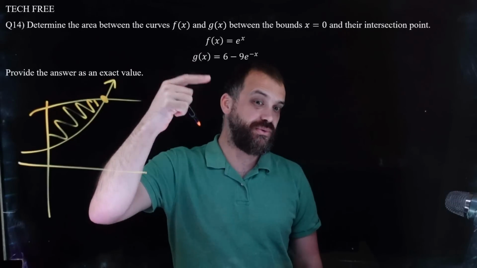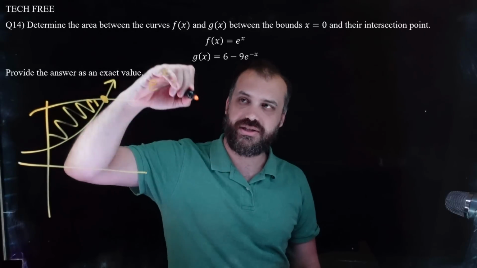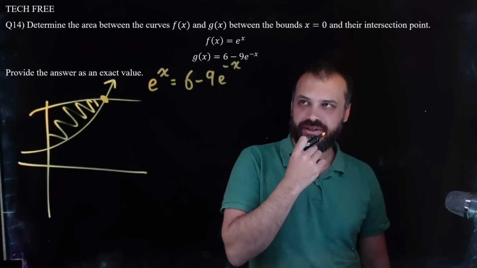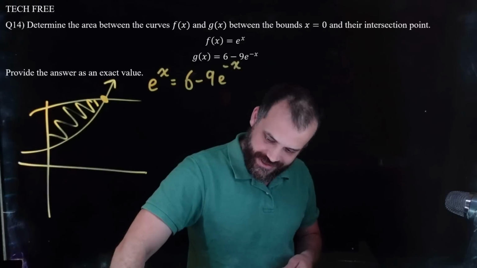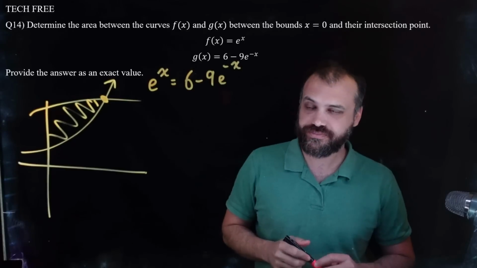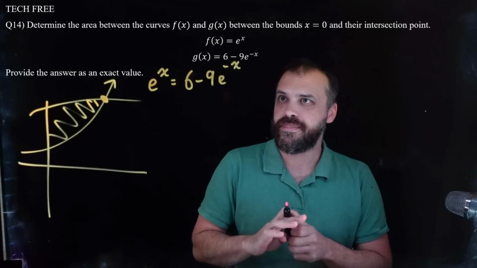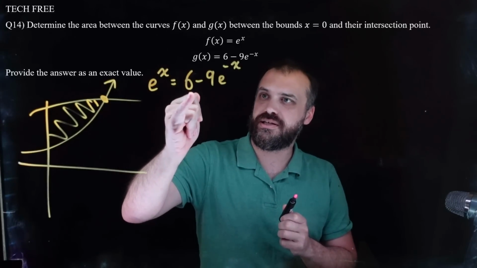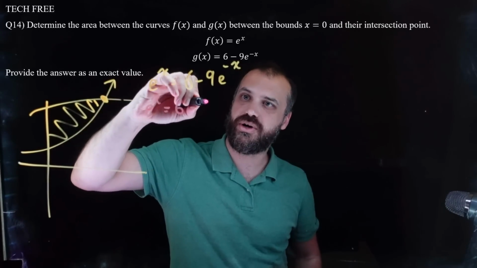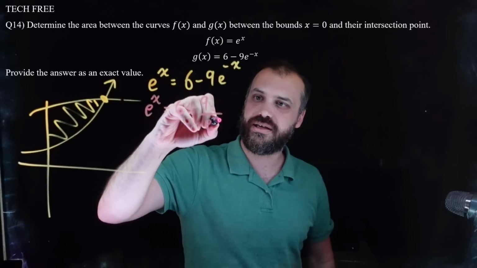If you've got two functions and you want to know their intersection point, the easiest way to do that is just to make them equal to each other. e to the x equals 6 minus 9 e to the negative x. Oh, okay. This is not pretty, and it's not intuitive what you should do next. But once you've seen it once, you should spot the pattern. This is e to the x, this is 6, and this, I guess we could rewrite it as e to the x equals 6 minus 9 times, or 9 over e to the x.